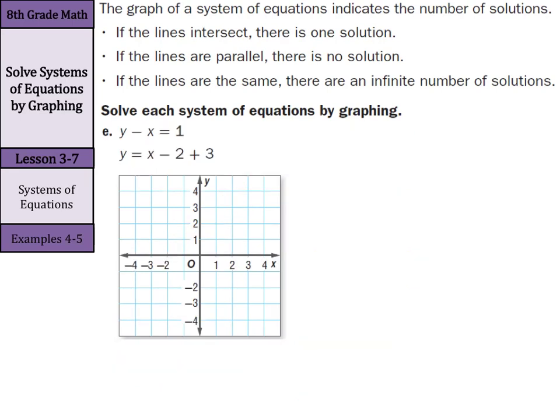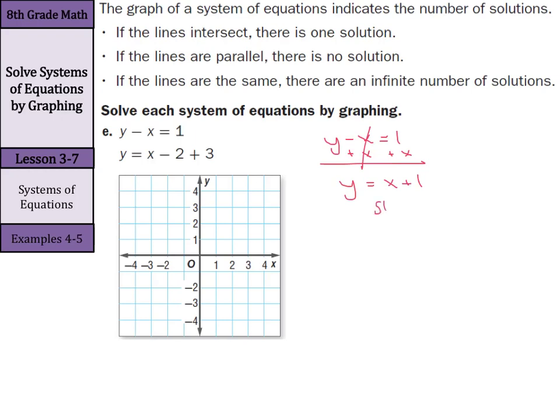Now as we look at a second example of this, we're given the equations y minus x equals 1 and y equals x minus 2 plus 3. And we want to solve this system of equations by graphing as well. So we have in our first one, y minus x equals 1. Let's get this into slope-intercept form, into our y equals mx plus b, and we can do that by adding x to both sides. That's going to cancel, and we're left with y equals x plus 1.